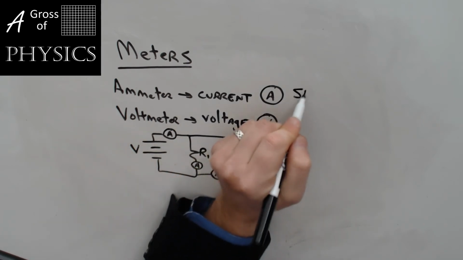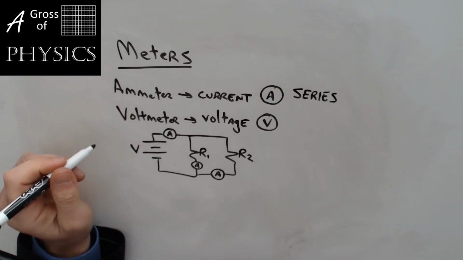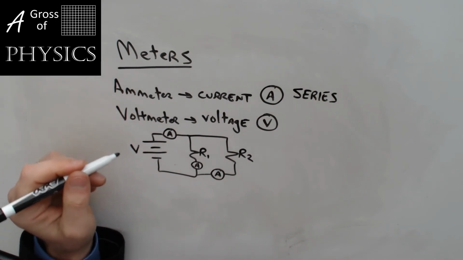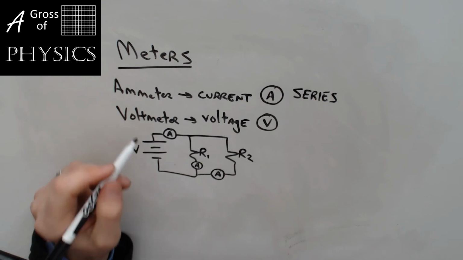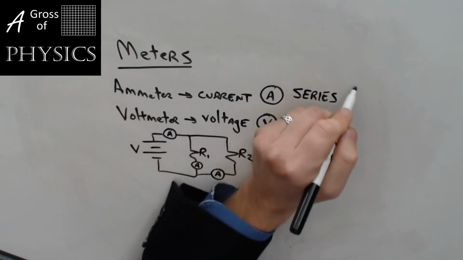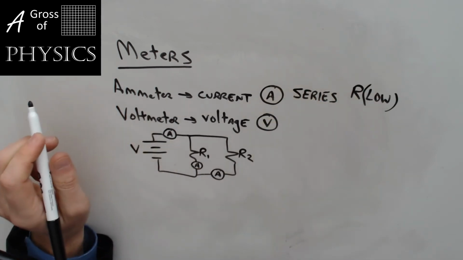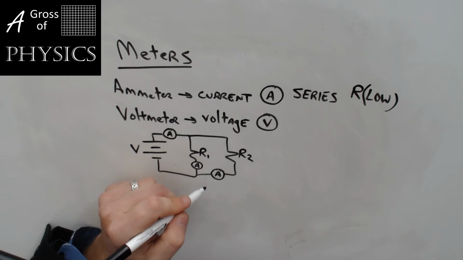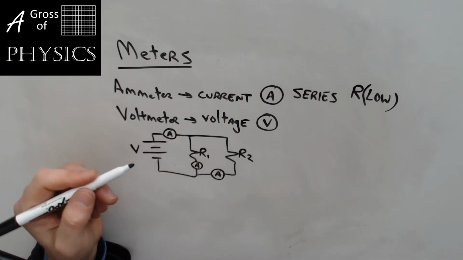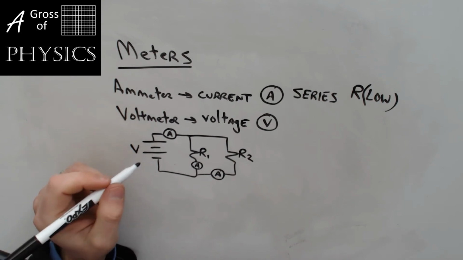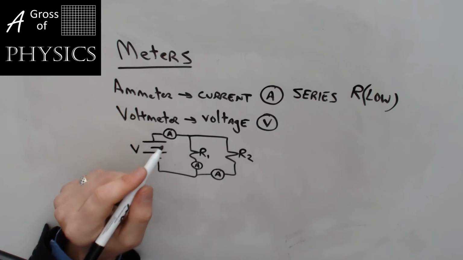So this is in series with the object you're trying to measure. Now, in order to avoid changing the circuit, because when you measure something, you don't want to affect its outcome, it has to have a low resistance. So R is low. Otherwise, it's going to change the total resistance. We'd have to use those values as part of the circuit, and then it changes the circuit's characteristics.